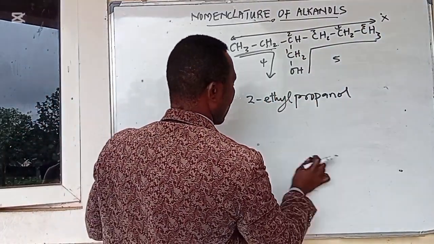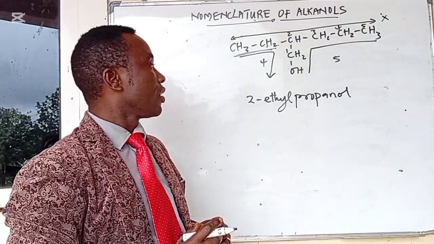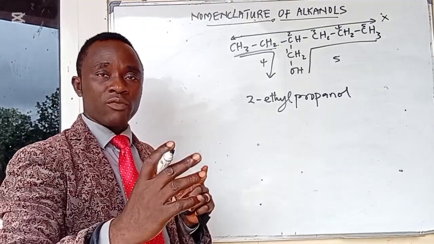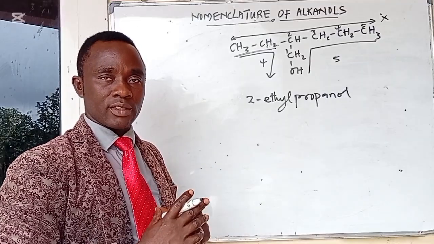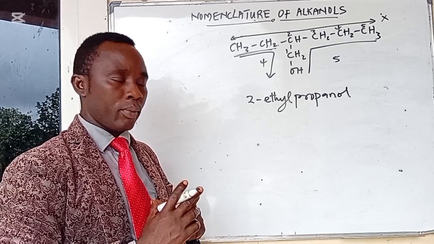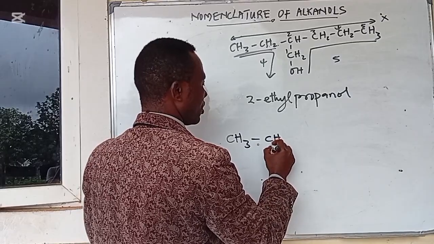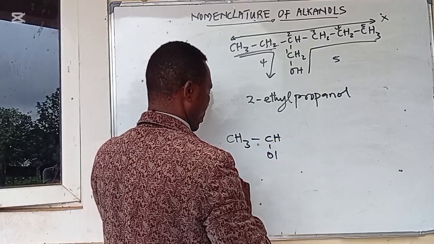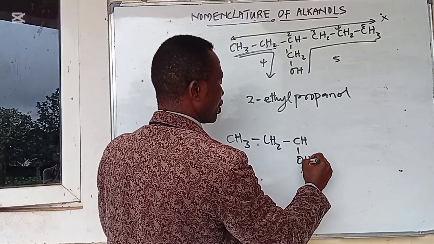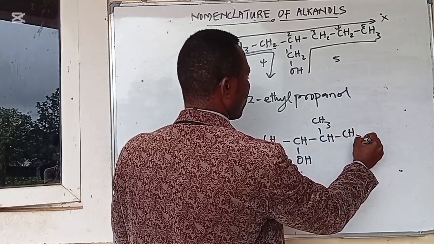Then having known this, the second rule in naming is that if you have the OH group in the same position from either side, and there is a substituent, you have to do what? You have to number to give the substituent the least number possible. What we are saying is, if we have CH3, CH, then you have O, let me increase the carbon atom, CH2, you have CH, then OH, then here you have CH, CH3, then you have CH3.